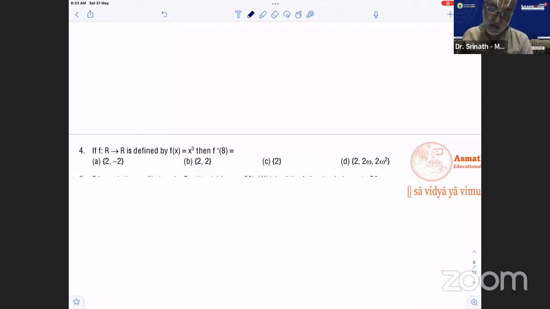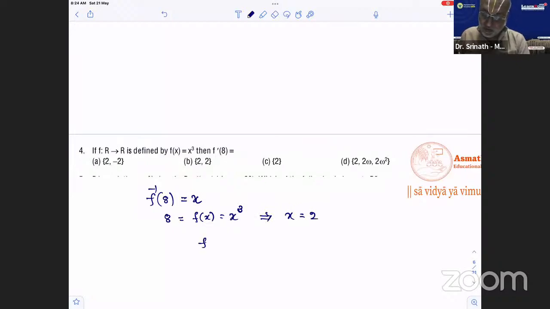f is a function from R to R. f of x is equal to x cube. What is being asked is f inverse of 8. Suppose you take f inverse of 8 as x, then you will write 8 is equal to f of x, which is equal to x cube. Therefore, your x will be equal to 2. So your f inverse of 8 is the set containing 2.